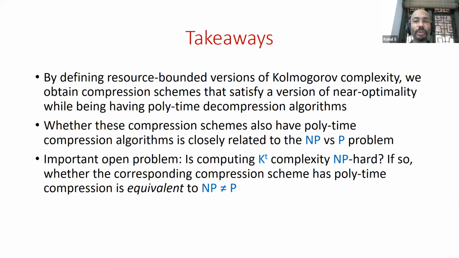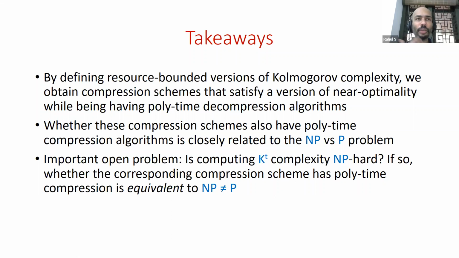We defined resource-bounded versions of Kolmogorov complexity. That way we could get compression schemes that have efficient decompression and satisfy a version of near optimality. And whether they also have polynomial time compression is closely related to NP versus P. And if it turns out that computing K superscript T complexity is NP-hard, then actually NP not equal to P is equivalent to whether the corresponding compression scheme for K superscript T has polynomial time compression.